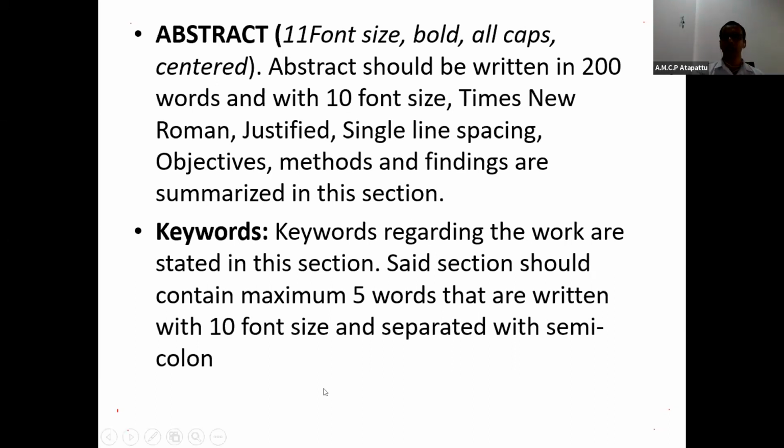Next one is the keywords. Include a maximum of 5 keywords under your abstract. What are keywords? The most powerful or important words you have used throughout your study. You have to include a maximum of 5. From those 5 keywords, we can identify which field this research belongs to.